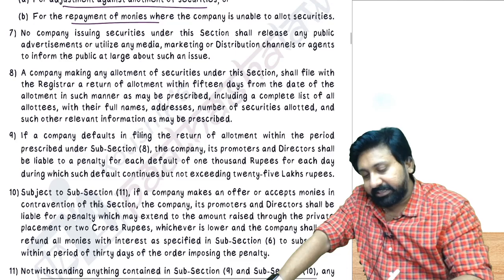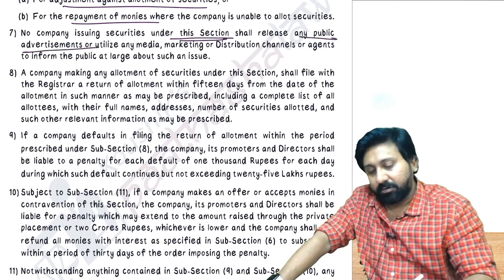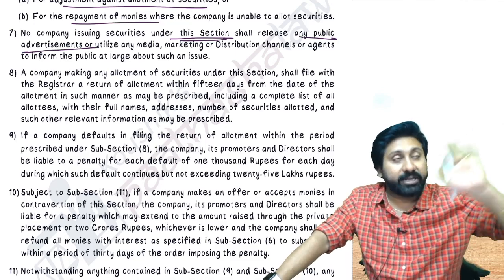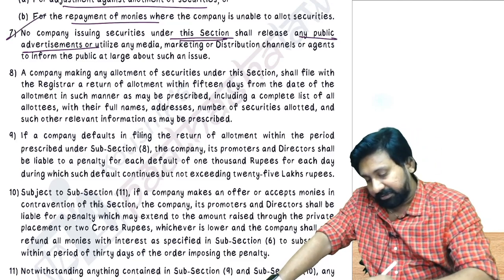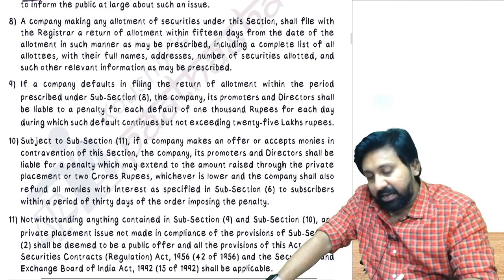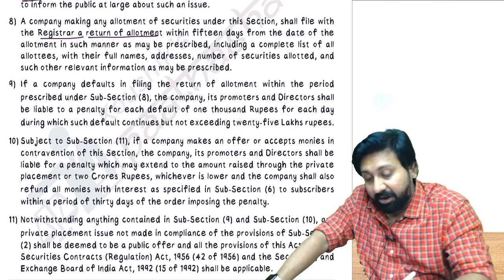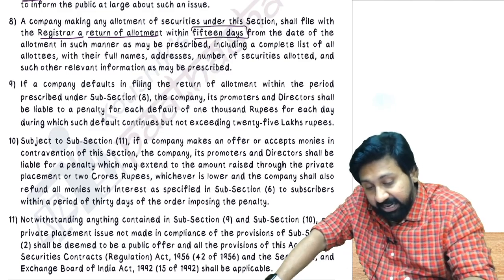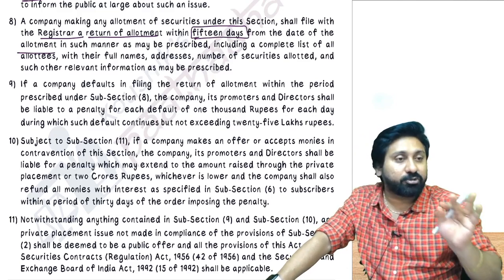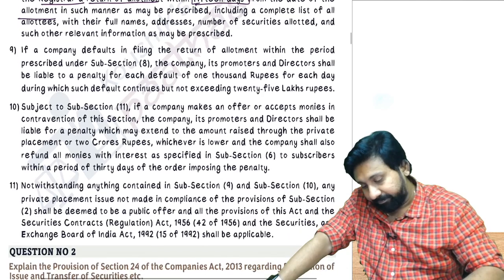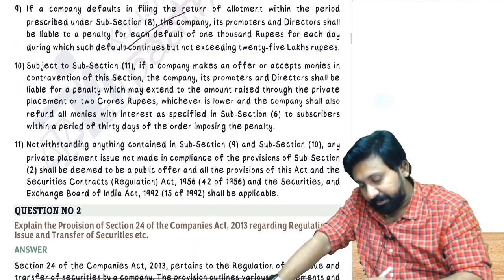No company issuing securities under this section shall release any public advertisements, in any media, TV, hoardings, etc. It should not, because it is a private placement. The public is not allowed, no advertisement. A company making any allotment of securities under this section shall file with the registrar a return of allotment within 15 days from the date of allotment. That's the main point: within 15 days, you should file a return of allotment. Default, this is a punishment.